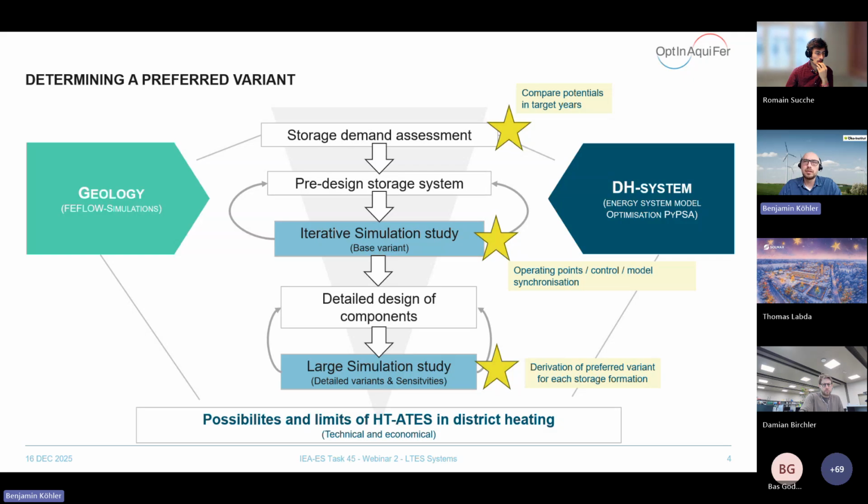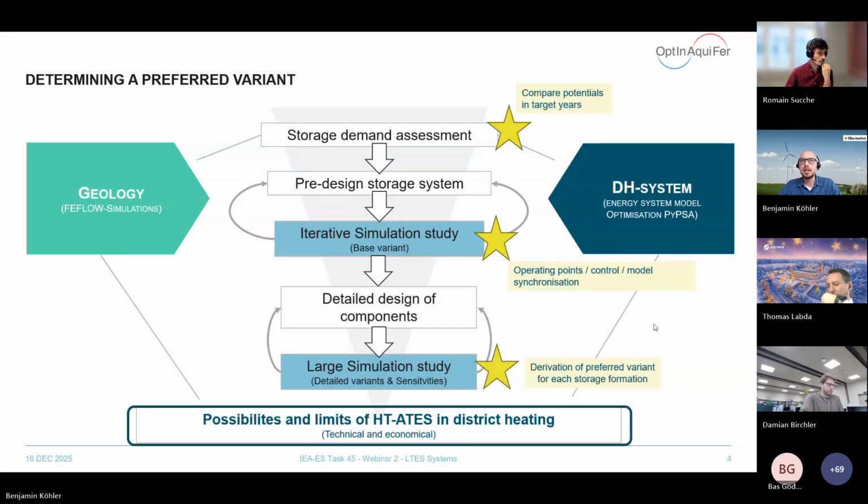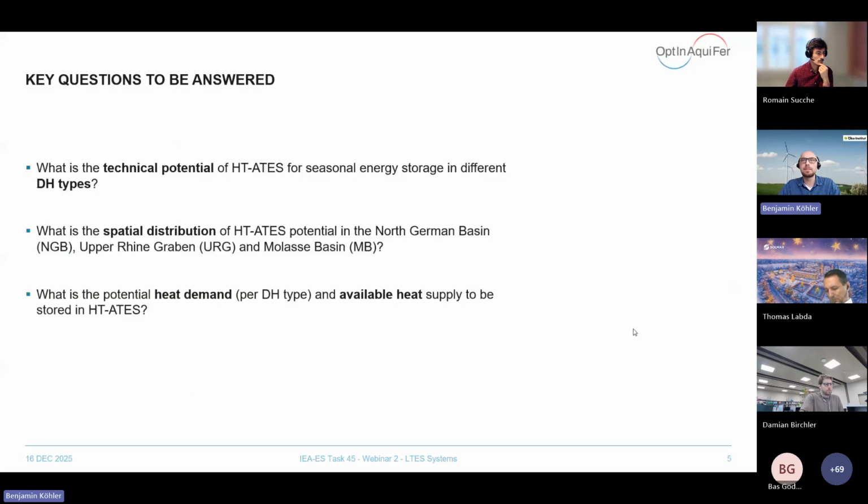And based on the findings from the underground, from the design of the ATES system, including heat pumps and probably also tank storages, we tried to derive general findings and wanted to answer what are the possibilities, but also limits of high temperature ATES in district heating systems. The last part is the part I will focus on today.